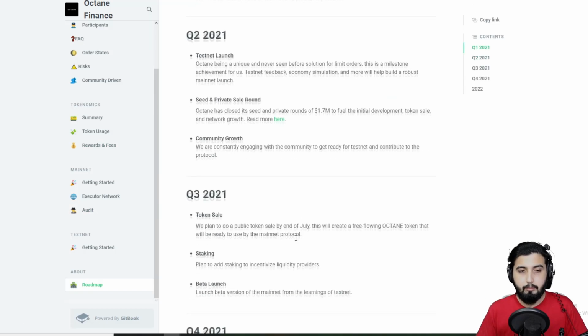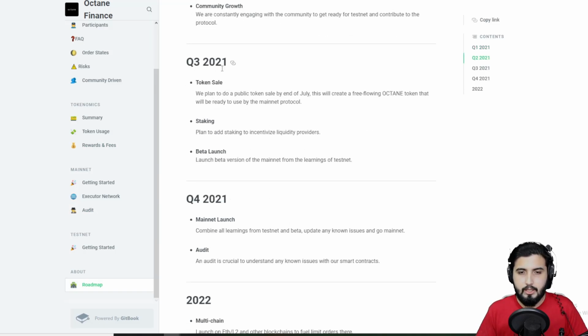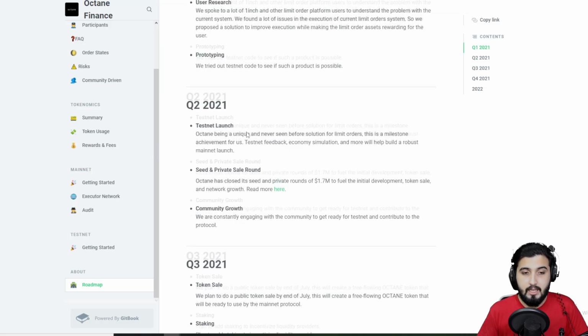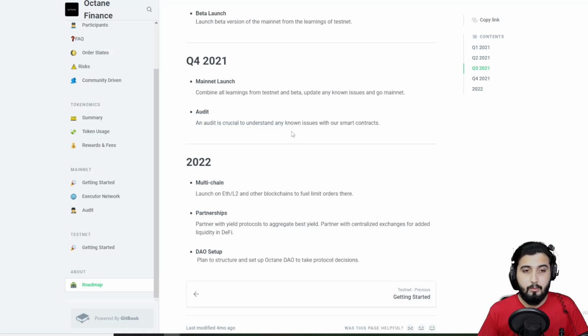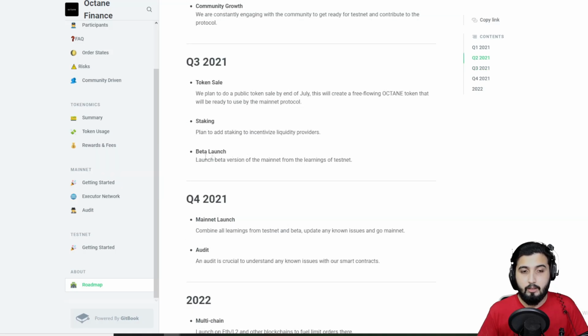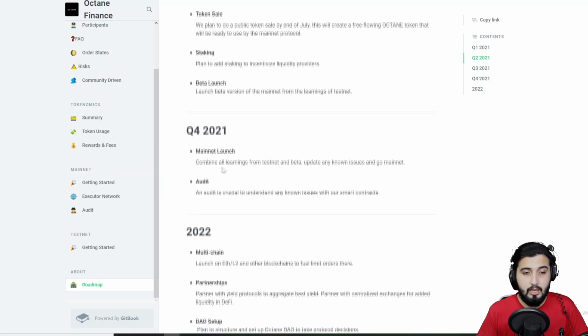Now, if you take a look at their roadmap, currently this is where it's almost done, because this happened in September, quarter 3 of 2021. The token sale was done. Then there's staking, a plan to add staking to incentivize liquidity providers, and then a beta launch, the beta version of the mainnet from the learnings of testnet. So they had a testnet for the platform, and this is where the beta has actually been launched.